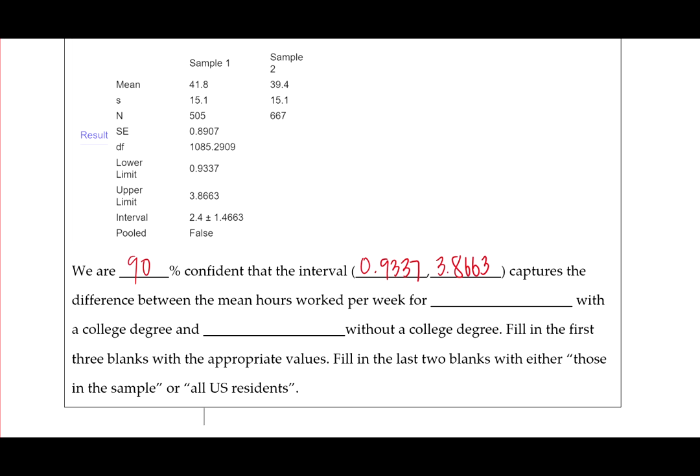captures the difference between the mean hours worked per week for all U.S. residents. The reason we're saying all U.S. residents is because anytime we do inference, it is about the population parameter. So it's the difference between means for all U.S. residents, not just those in the sample, because that would be a sample statistic.